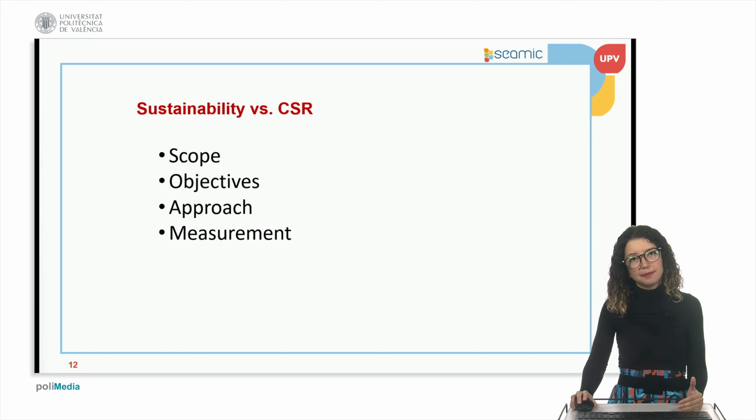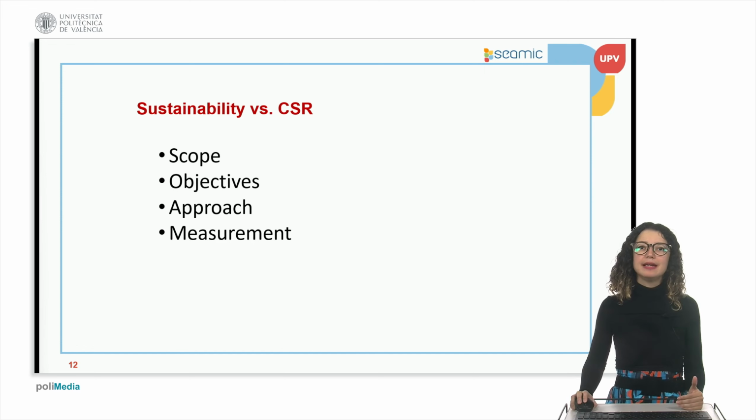Sometimes these two concepts, CSR and sustainability, are used indifferently. And of course, these concepts are related, but distinct at the same time. Both aim to promote ethical, environmentally friendly, and socially responsible business practice, yet they differ in focus, scope, and application. Here's a breakdown of their differences.